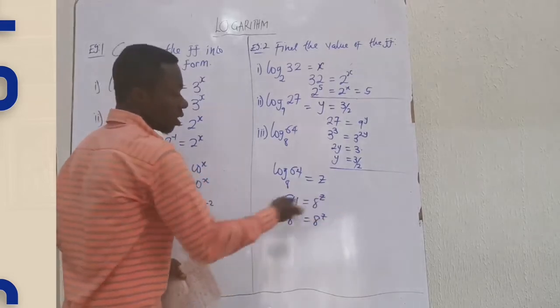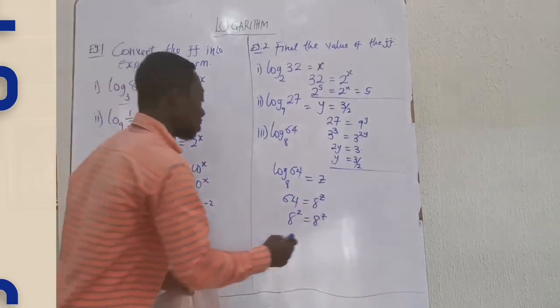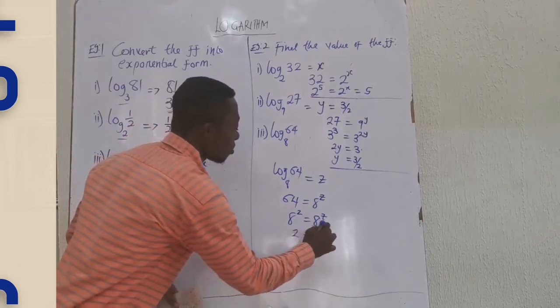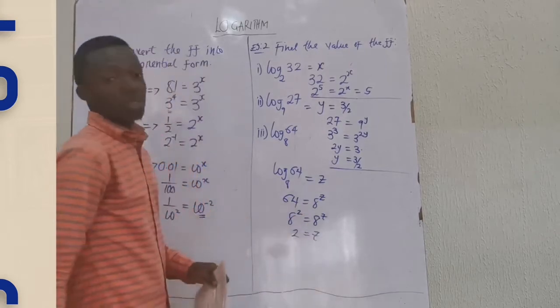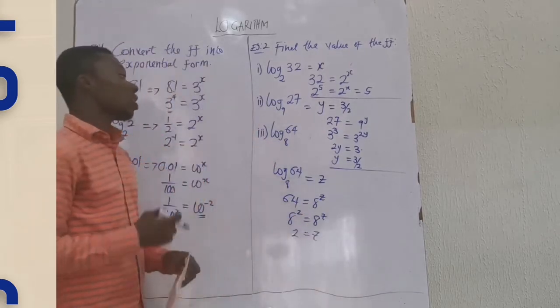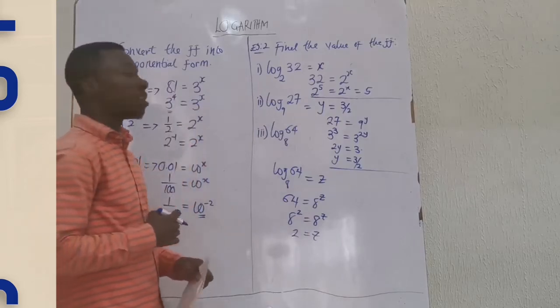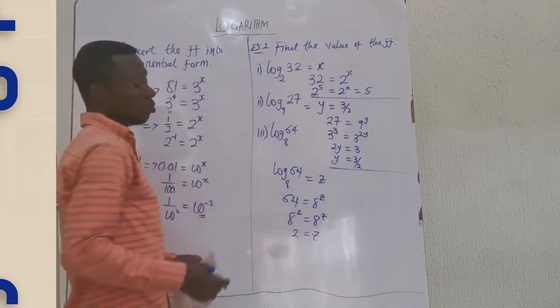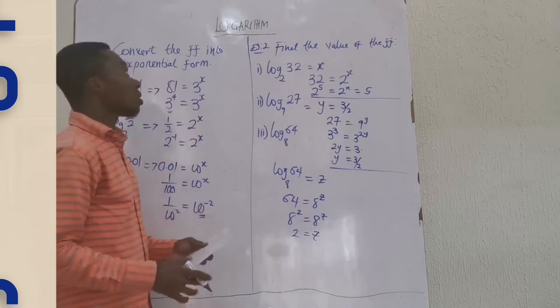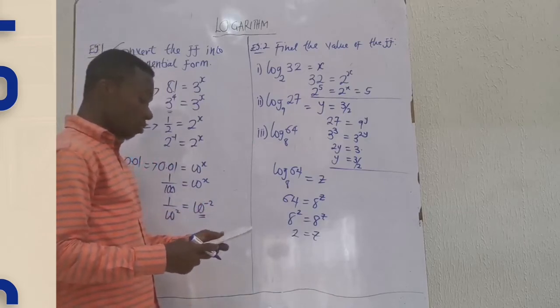So I can compare the exponents. I can see that z is equal to 2, or 2 is equal to z. So we can conclude that log 64 to the base of 8 is equal to 2 in that case. So that's the concept about logarithm that we need to understand.